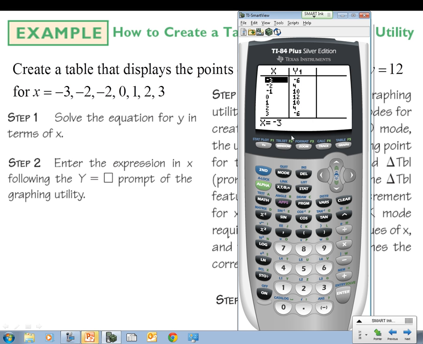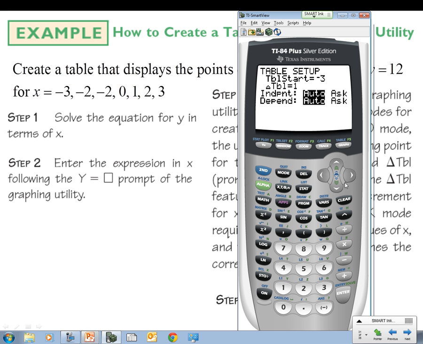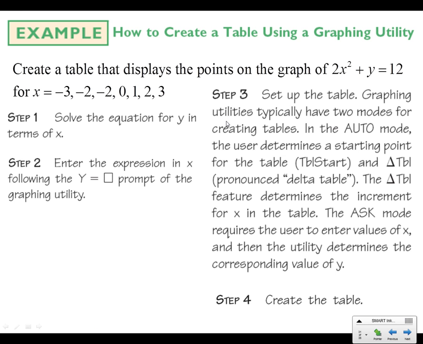There are your y values. Now quickly, let me go back and change that independent to ask. And now it's waiting for our value, and we can type in whatever we want. Negative 2 tells us the answer is 4. So we can have our solver going on this one.